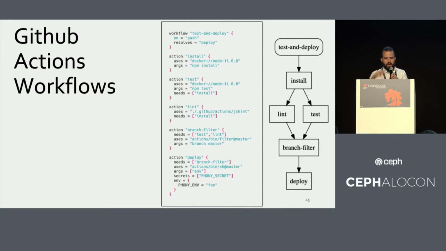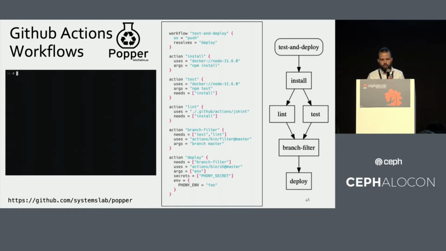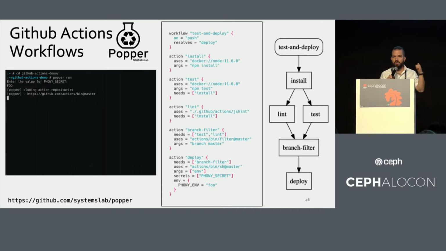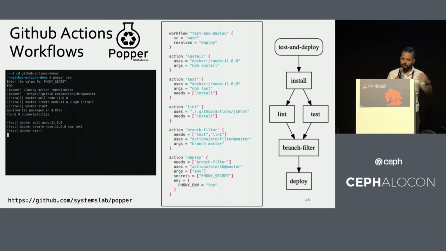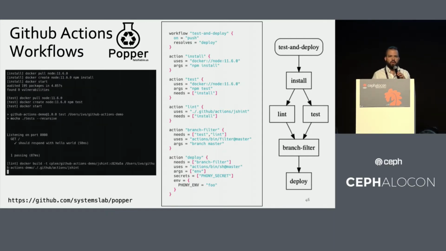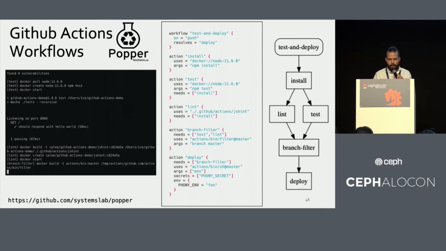So we can give a student a fully functional end-to-end workflow, and that's what they start working with. And we have a tool that allows you to run workflows locally on your machine, because GitHub Action workflows run on GitHub. But with this tool, you can run it locally on your machine.